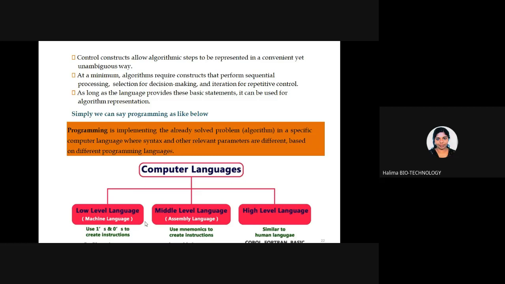These two languages were used only when the computer was invented for the first time. Those times they never had such languages. Slowly these people came into picture. Before that they were using low level and middle level language. So these are the three types of language. Now your algorithm should fit into any of the three languages, and these two you can scrap off because we are no longer using them. We are only refining to high level language.